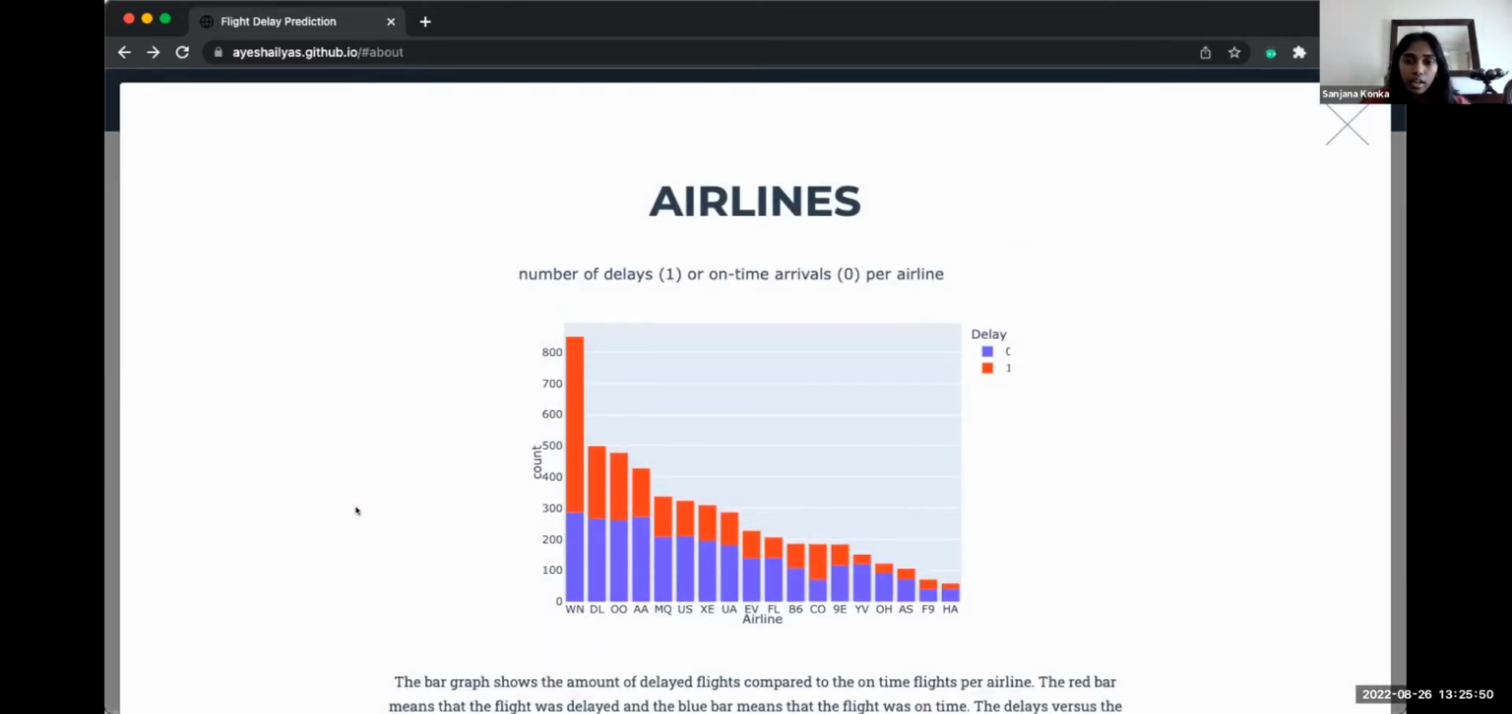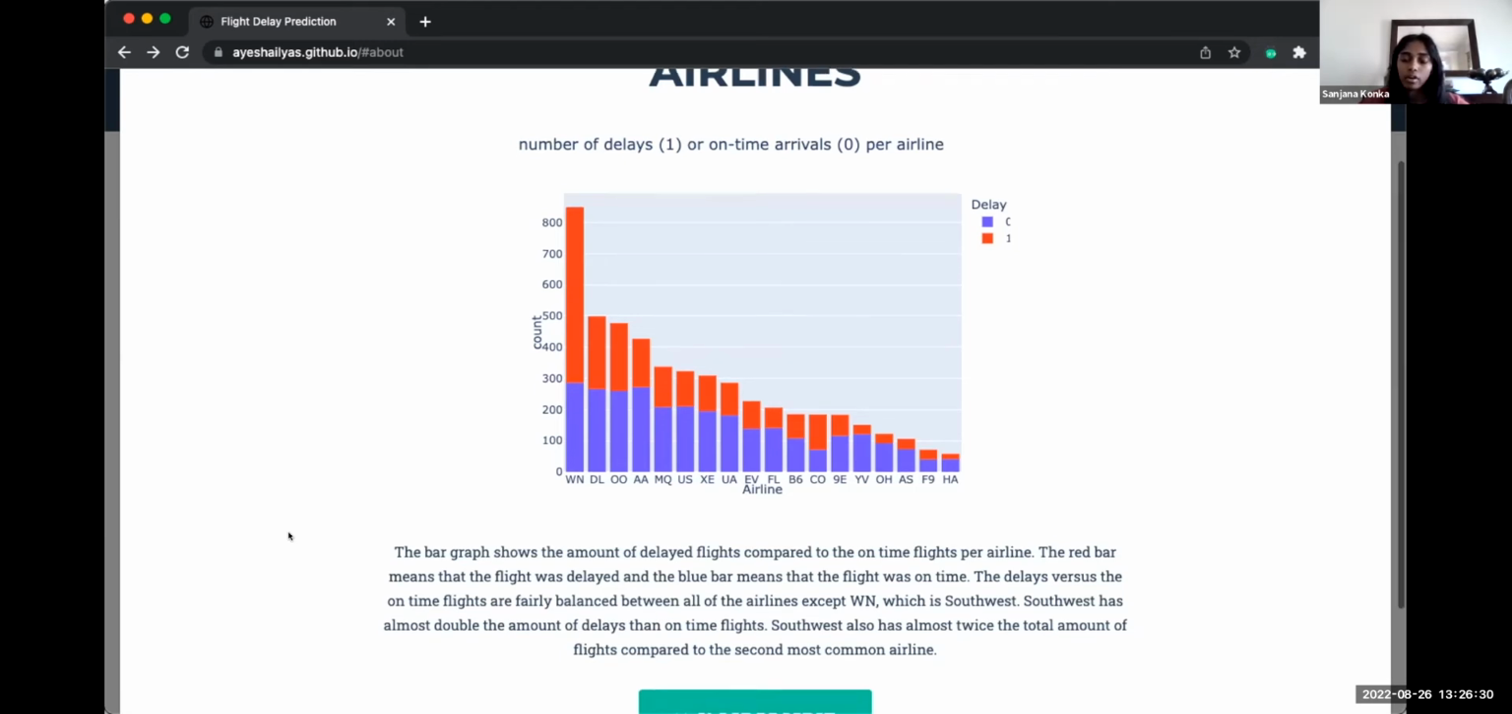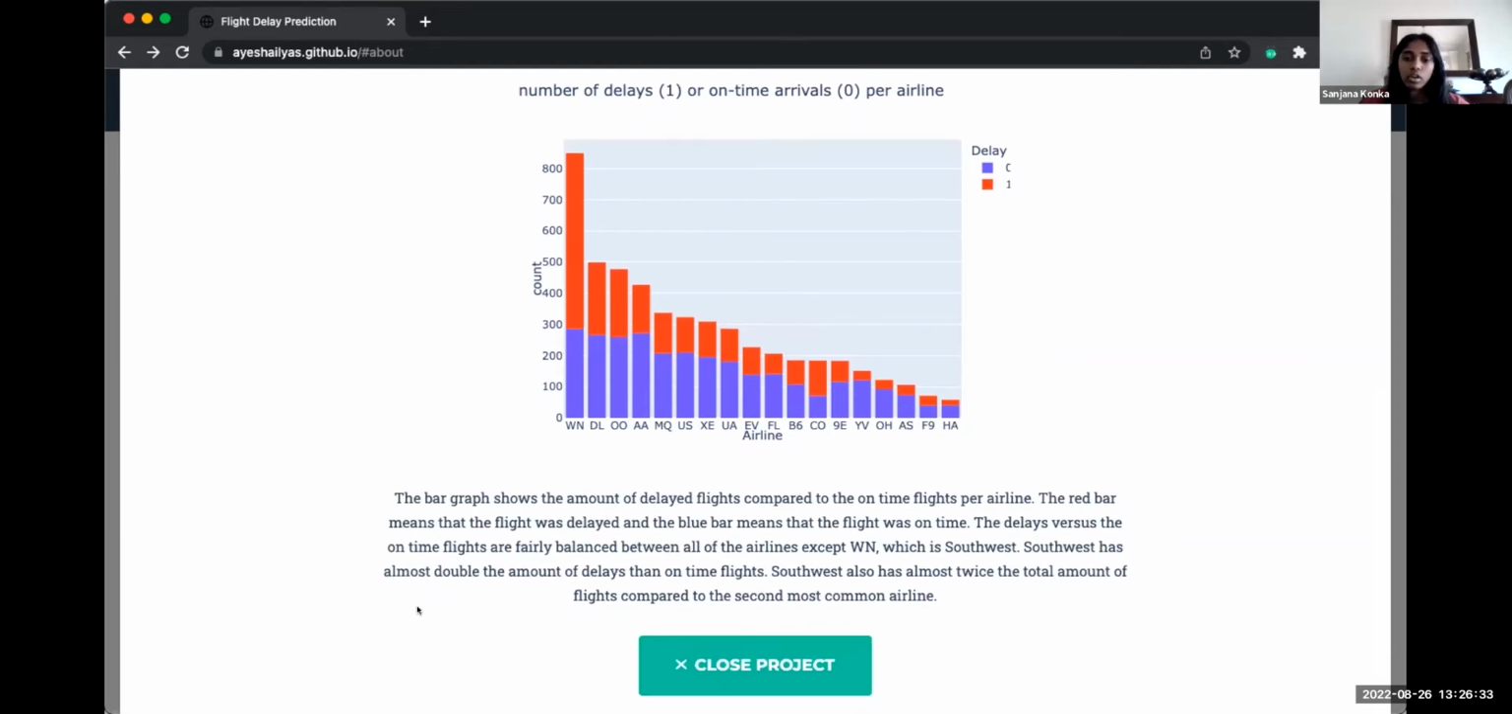And then if we go to the airlines data, basically this is a bar graph that shows the amount of delayed flights compared to the on-time flights per airline. And so the red bar represents the flights that are delayed, and the blue bar represents the flights that are on time. And in the graph, you can see that the ratio between the flights delayed and flights on time are pretty similar, except for the one airline, which is WN, the one on the far left, which is Southwest. And Southwest has almost double the amount of delays than on-time flights, and it also has double the amount of total flights compared to the second most common airline, which was DL.